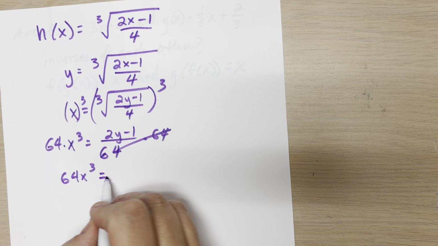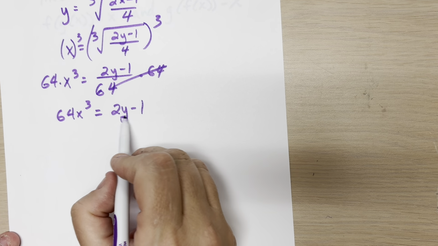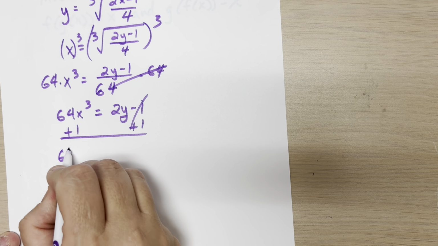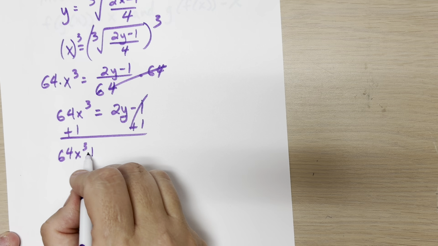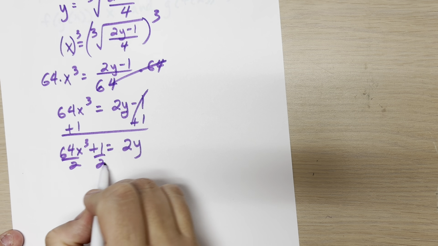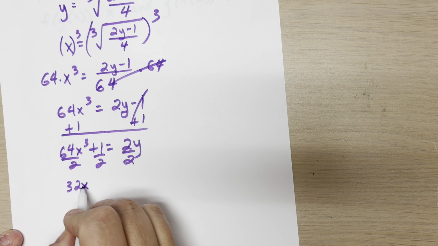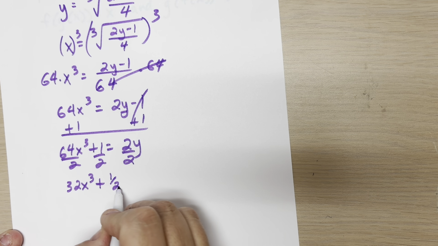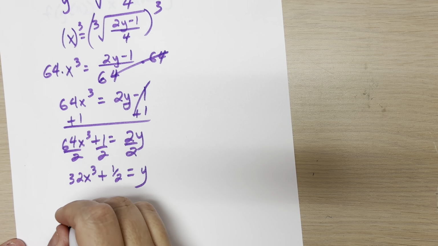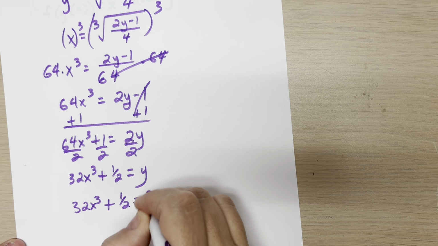64x cubed equals 2y minus 1. I'm trying to get this y by itself, so we have to add the 1 first. 64x cubed plus 1 equals 2y. And then we're going to divide everything by 2. So I get 32x cubed plus a half, or 0.5, is y. And the last thing we're going to do is replace that y with an f inverse of x.